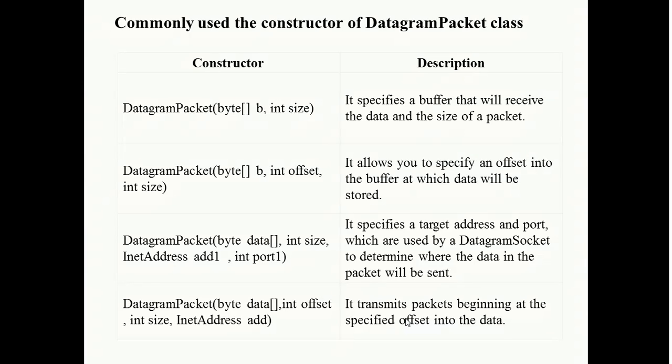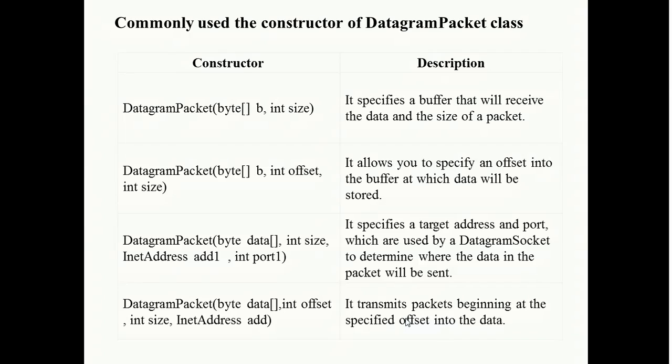Next constructor is DatagramPacket having three parameters: byte array b, int offset and int size. It allows you to specify an offset into the buffer at which the data will be stored. Next constructor is DatagramPacket having four parameters: byte data array, int size, InetAddress address, int port.